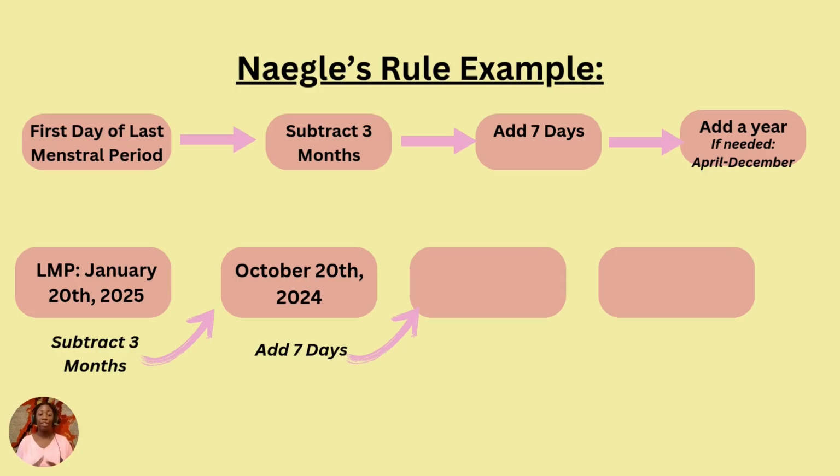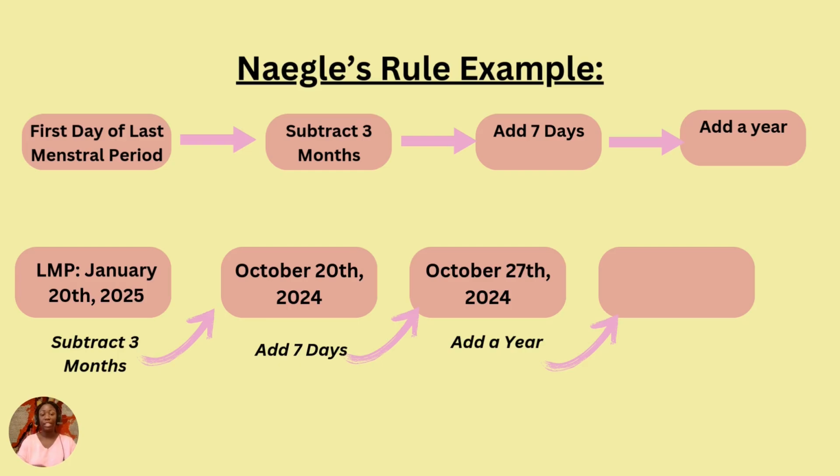Now, how we got here is we have January 20th, 2025. We go back 1 month to December. That puts us into December of the previous year. 2 months would be November, and then going back 3 months would give us October. So that's how we got October 20th, 2024. Now that we're back 3 months, the next step in the formula is to add 7 days to that. That gives us a date of October 27th, 2024.